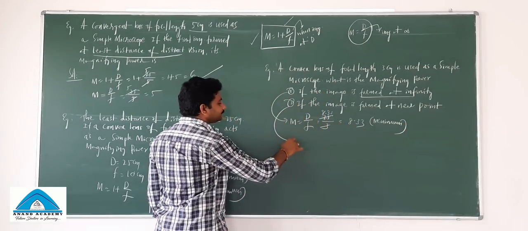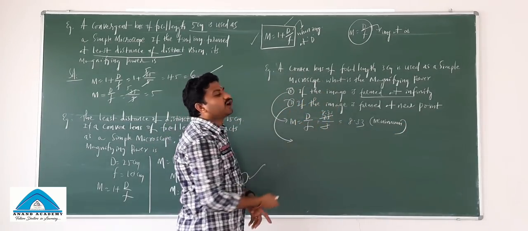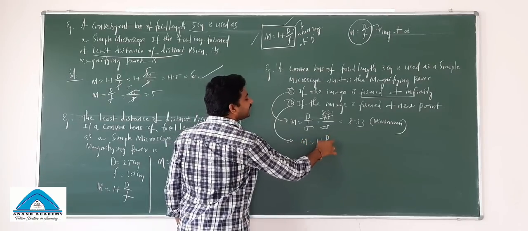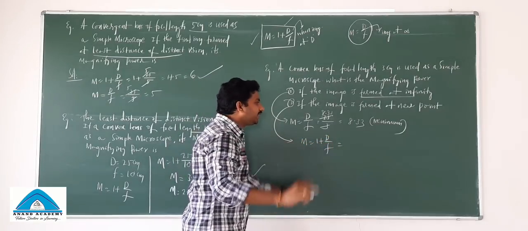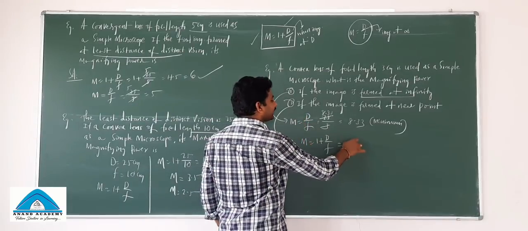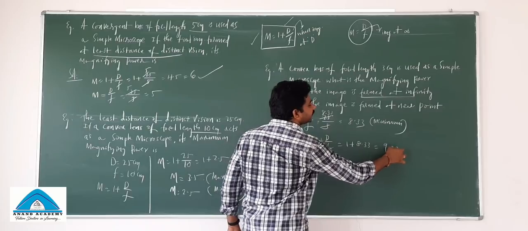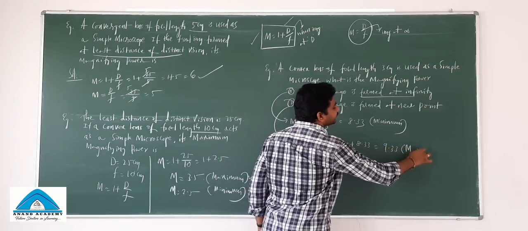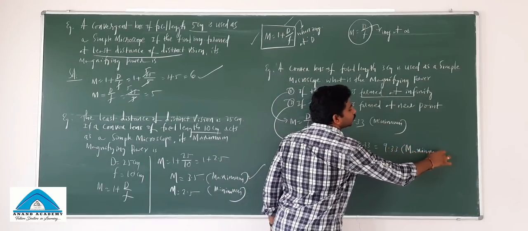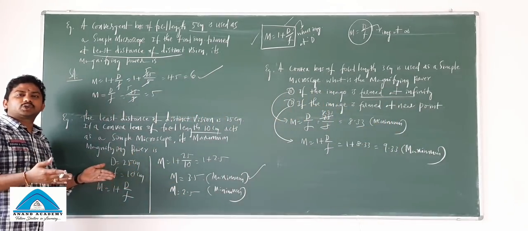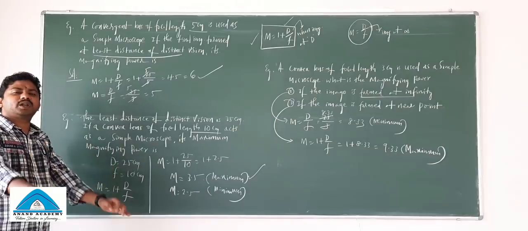Now, see the second. When the image is formed at the near point, the magnification is 1 plus D by F. So you already have the D by F value. I can write 1 plus 8.33, which is 9.33. It is the maximum value. So this is the concept called simple microscope. It is as simple as this.